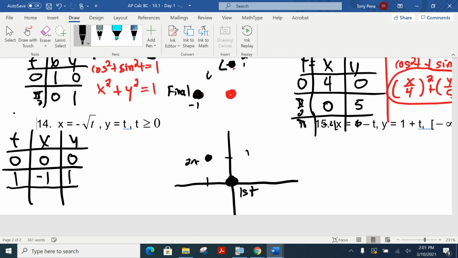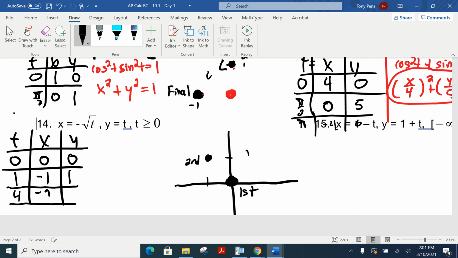Since this is my second point, I know that I went in that direction, first to second. I would do another point because you don't know if this is a line. We don't know if it's curved. So I wouldn't connect those just yet. Let's do one more point. Pick a good number. And by good, I mean 4, so that we can take the square root of it nicely.